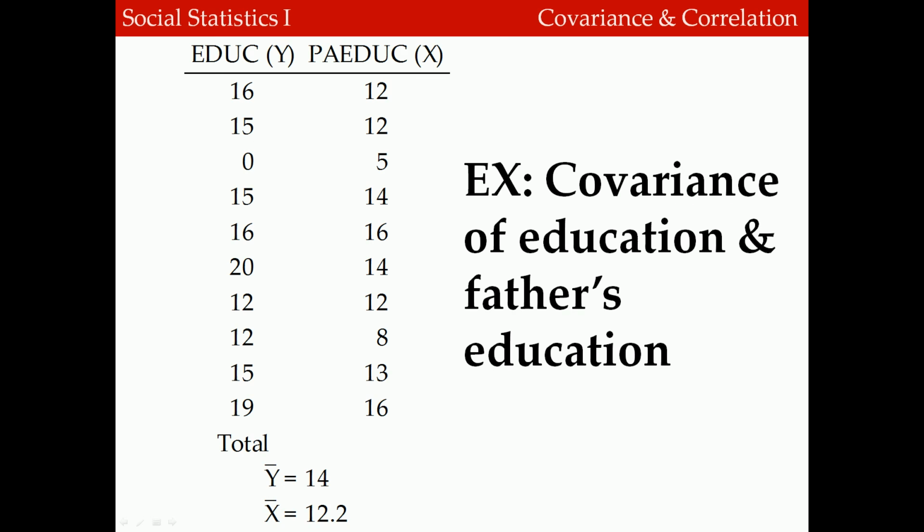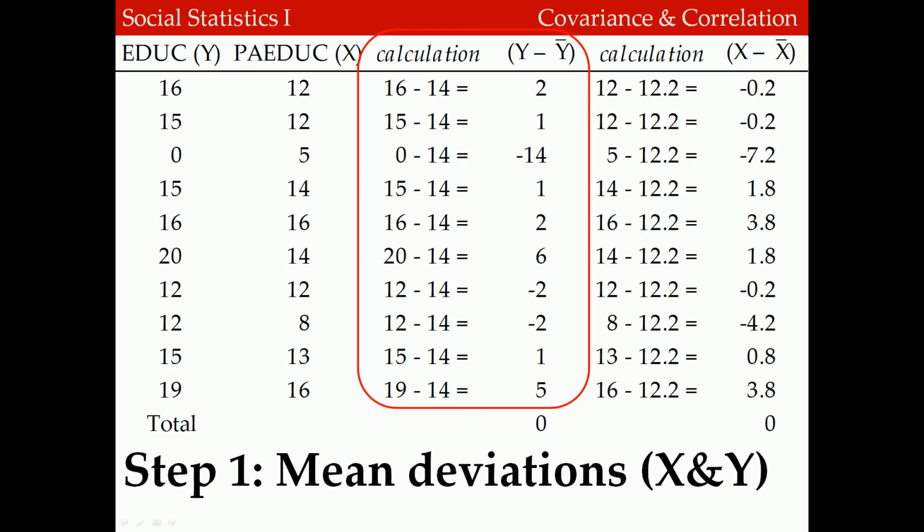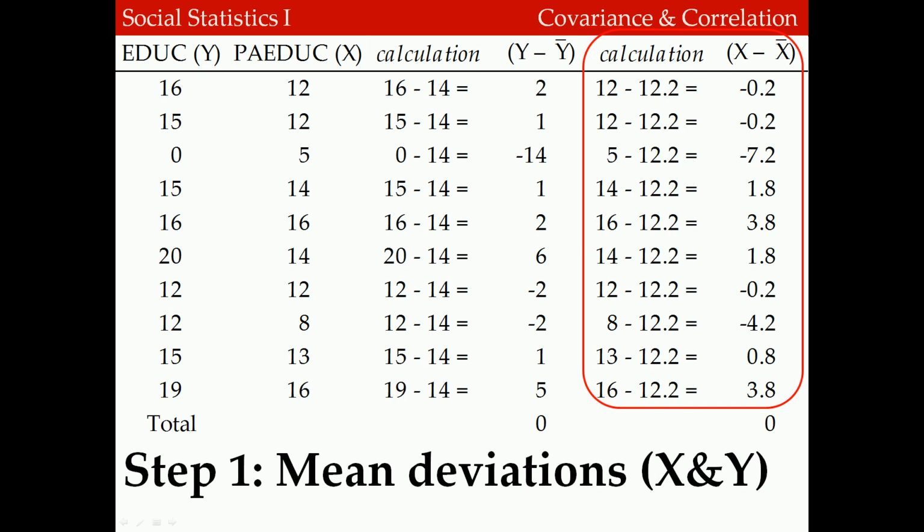Let's calculate the covariance for the example of education and father's education, using our sample of 10 cases. Recall that the average for education is 14, and the average for father's education is 12.2. First, we do the same thing we just did in calculating the variance. That is, we take the deviations from the mean of the dependent variable, education. And so we've already done the work for this. But we also have to take the deviations from the mean for the other variable.